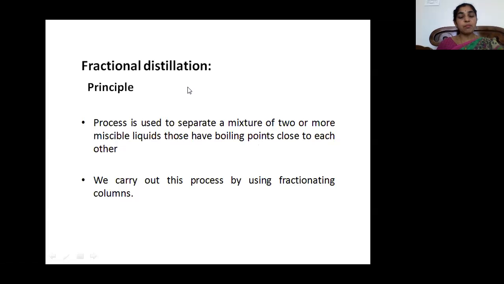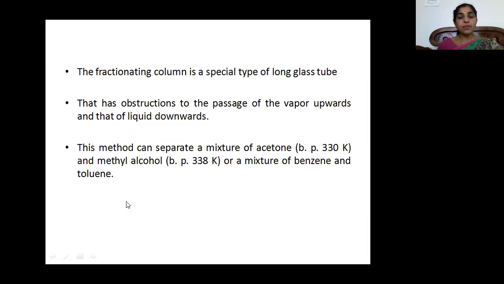In simple distillation we saw separation of two liquids based on their differing boiling points. Here, no doubt they differ in their boiling points, but the boiling points are very close to each other. So we carry out this process by using fractionating columns. Let us see what this fractionating column is.